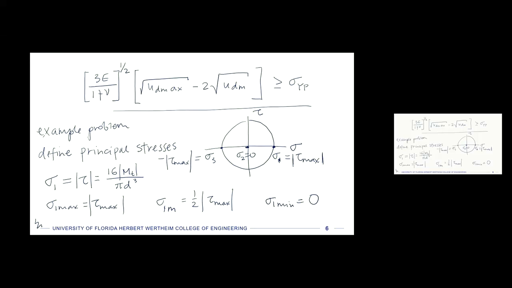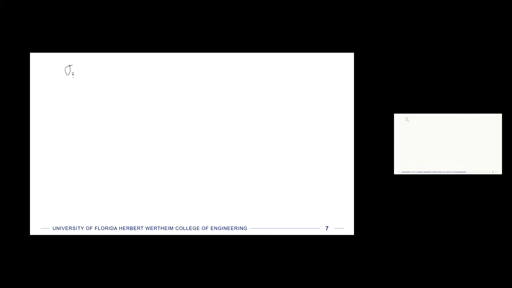So we can do the same thing for sigma 3. Sigma 3 max is going to be equal to minus the absolute value of tau max. Sigma 3 mean is going to be 1/2 of that, tau max. And sigma 3 min is also 0. And all of the sigma 2s are 0, so we don't have anything there.